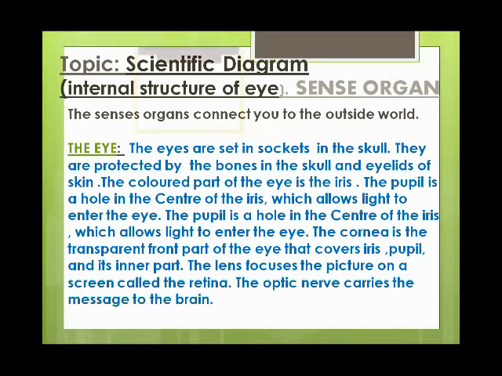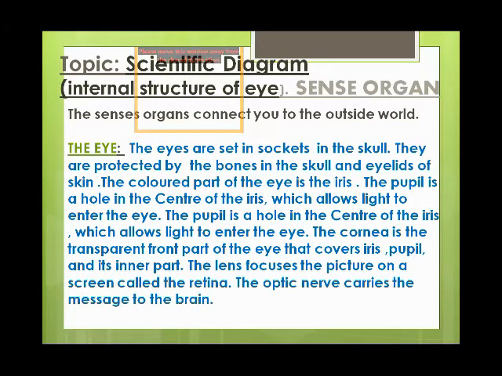Before drawing the scientific diagram of the eye, I want to explain some description about the eye. The eyes are set in sockets in the skull. Everyone knows it? When you observe the skeleton of a human, you observe there are sockets in our skull. These sockets are your eyes, okay?